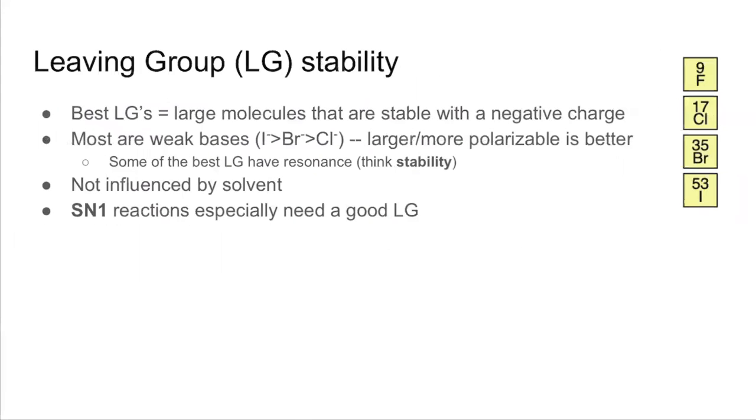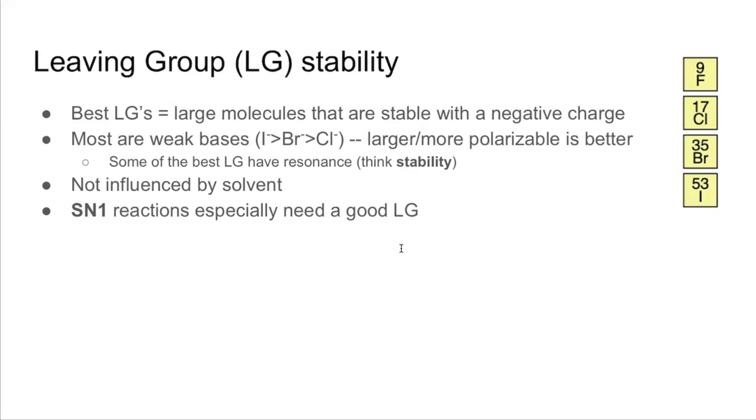So as you might expect, leaving groups are pretty important for these two reactions. Both the SN1 and the SN2 have leaving groups, stuff that leaves. The best leaving groups are going to be large molecules that are stable with a negative charge. If you remember from watching those different mechanisms that I drew, the group that leaves gains a negative charge after it leaves the molecule in SN1 or is kicked off of the molecule in SN2. So you're going to want something that's stable with a negative charge.